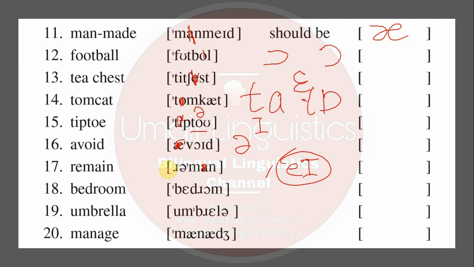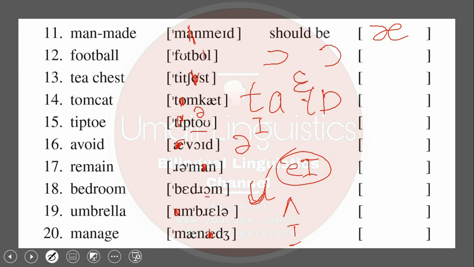But the reason why the author has given this word is that in some varieties of English it is like remain, it is not remain. Then bedroom, it is not bedroom. The symbol suggests it is bedroom, but it is bedroom. So this symbol will be used. Then umbrella. If we pronounce it like this, it will be umbrella. It is not umbrella, it is umbrella. Then manage, not manage but manage. So the problem is here.